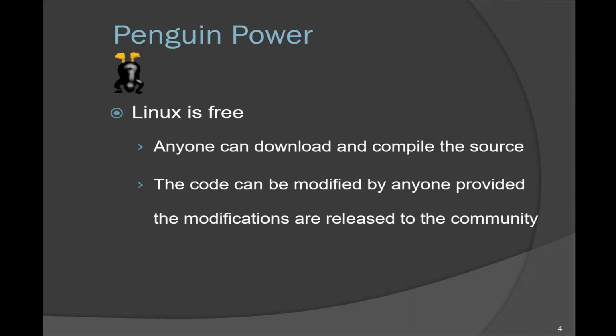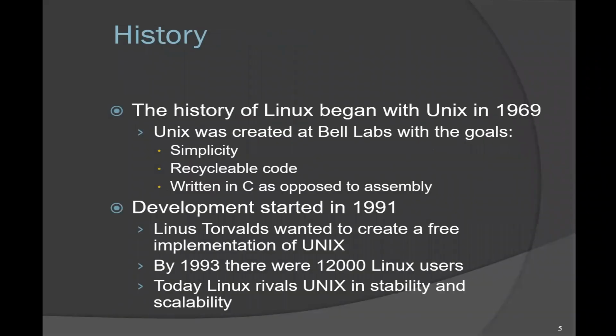If you want to build an operating system, go to kernel.org, where you can get the Linux kernel. You can download it and build your own operating system. It is free and open source, so anyone can download and compile the source code. The code can be modified by anyone, who can provide the modification and release it to the community.